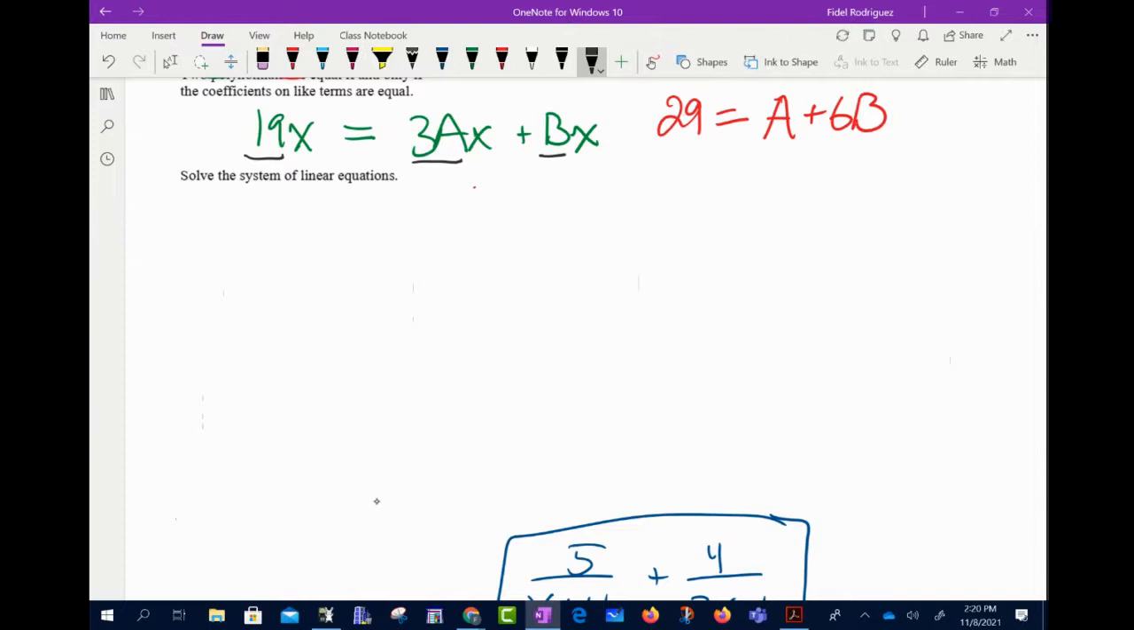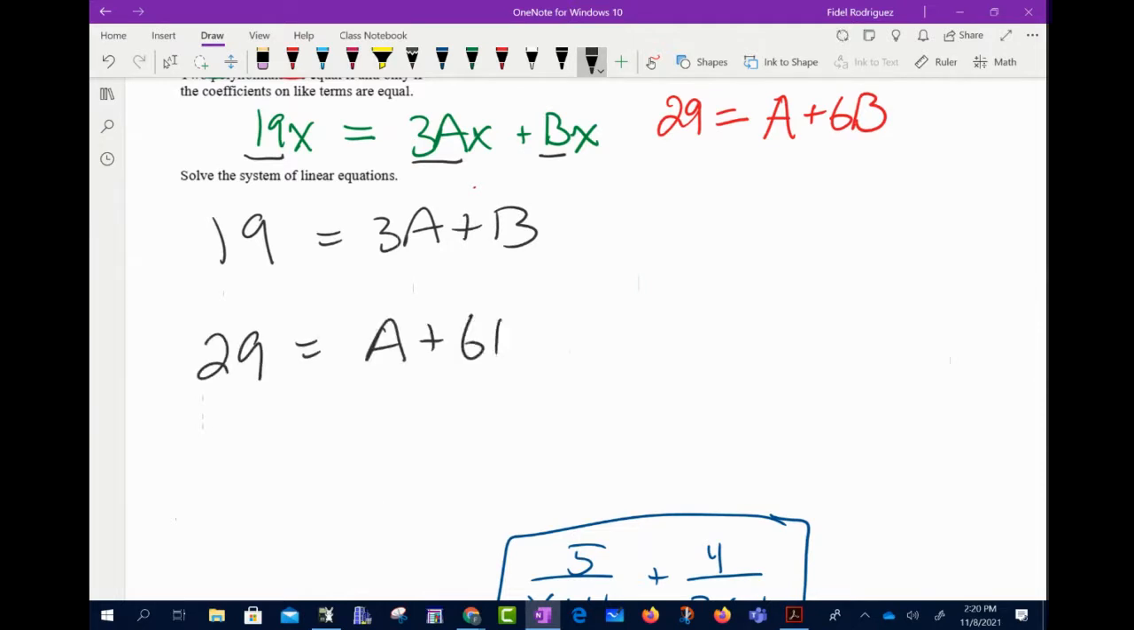All right. So remember, the first equation we have is 19 equals 3a plus b. And the second equation we have is 29 equals a plus 6b. The other method we have is the method of substitution. In substitution, we look at the two equations and solve one of them for either the letter A or the letter B.